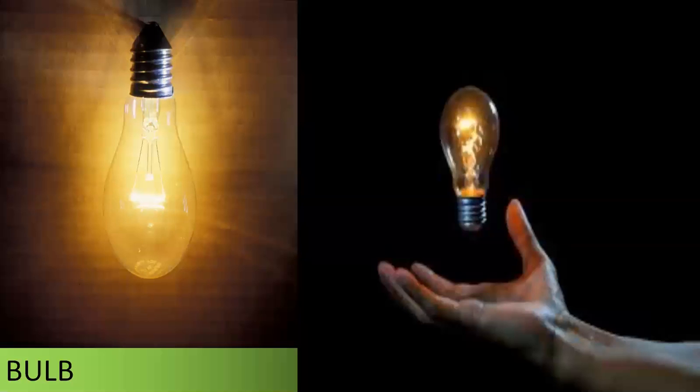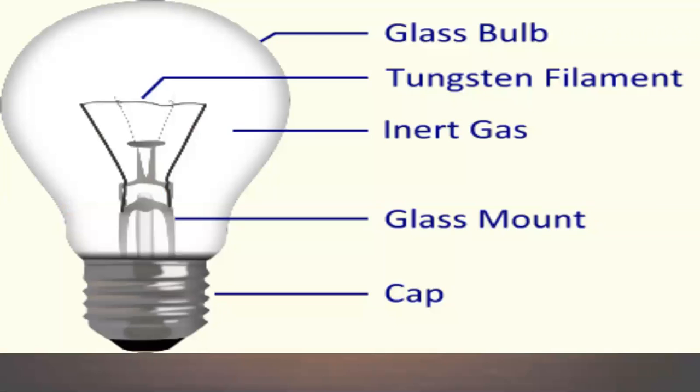Next is an electric bulb. This is the common electric bulb. Nowadays we are not using this type of bulb. We have LED bulbs, but this is the first bulb which was invented for the convenience of human beings. You can see the structure of the bulb.